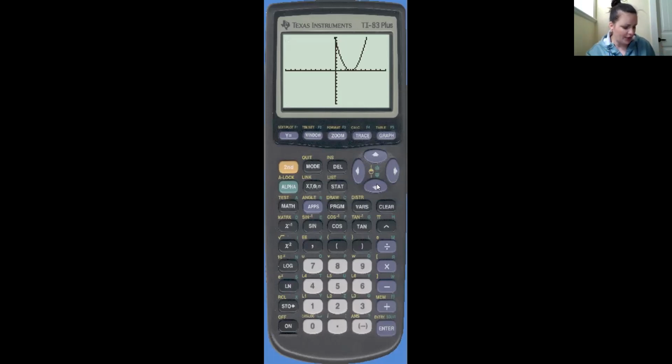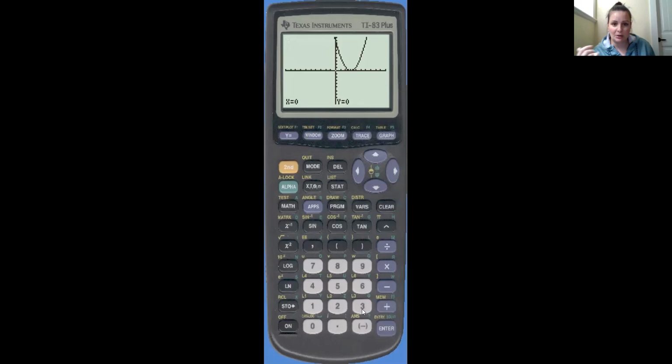All right, so you're going to now hit zoom out. So we're going to go back to zoom, hit the zoom button. Then we're going to go to that number 3, zoom out. So you can either hit the down button to get to zoom out, or you can just hit number 3 and it will do that for you.